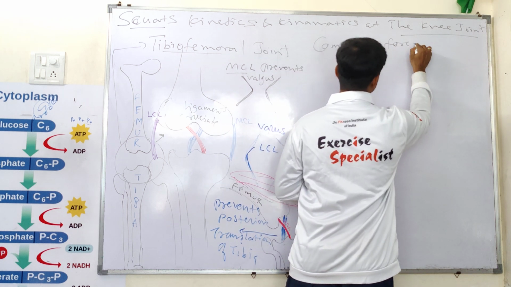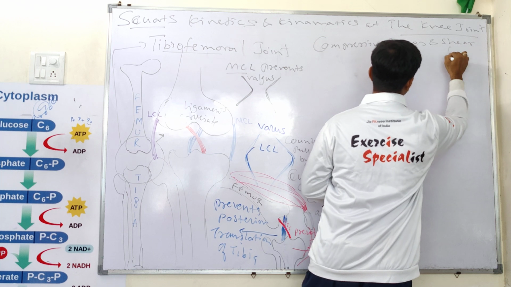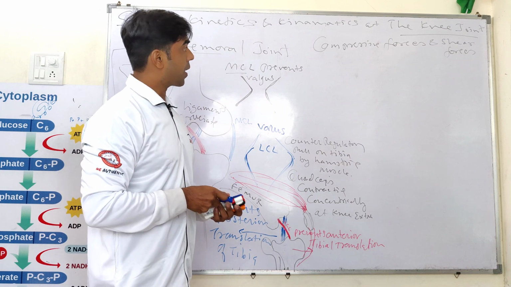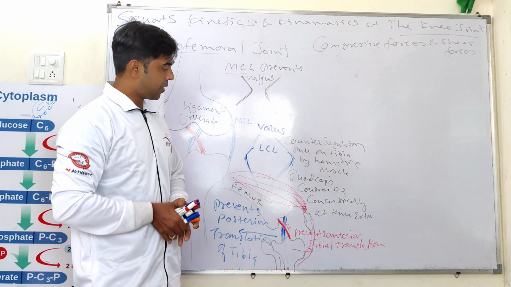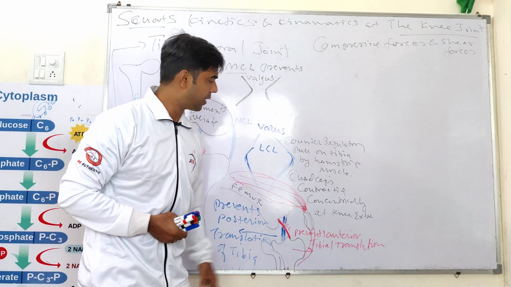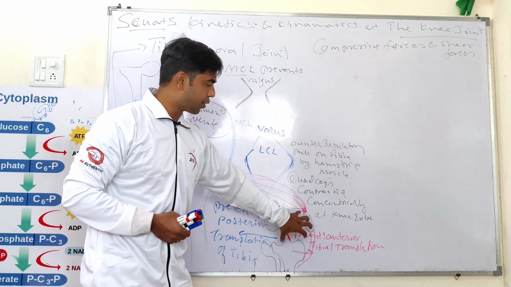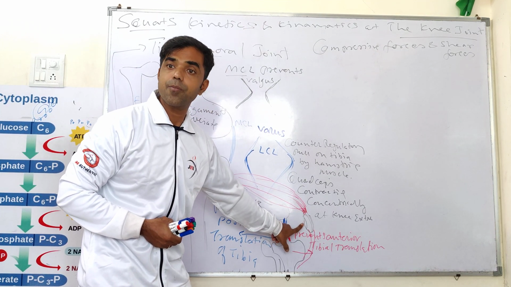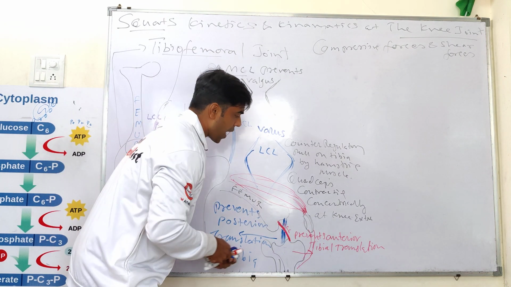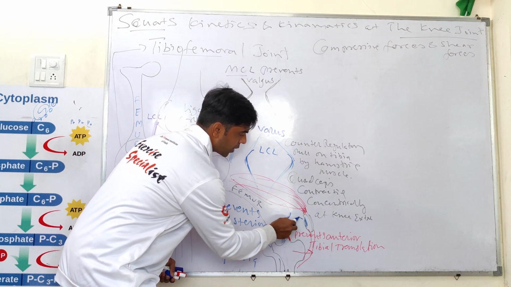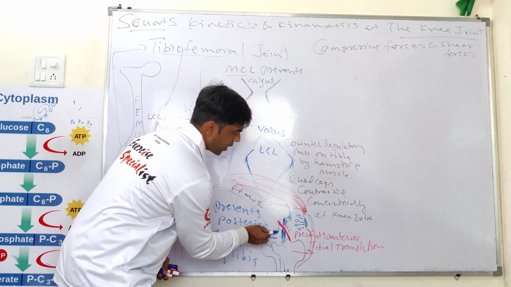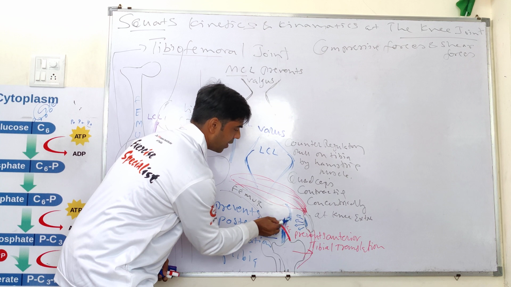Compressive forces and shear forces, right? Now these compressive forces are coming from the quadriceps and patellar tendon onto the patella, right? That results in too much compressive force accumulation at the patella, and this patella has to share these forces onto the articular surface of the femoral condyle, right?